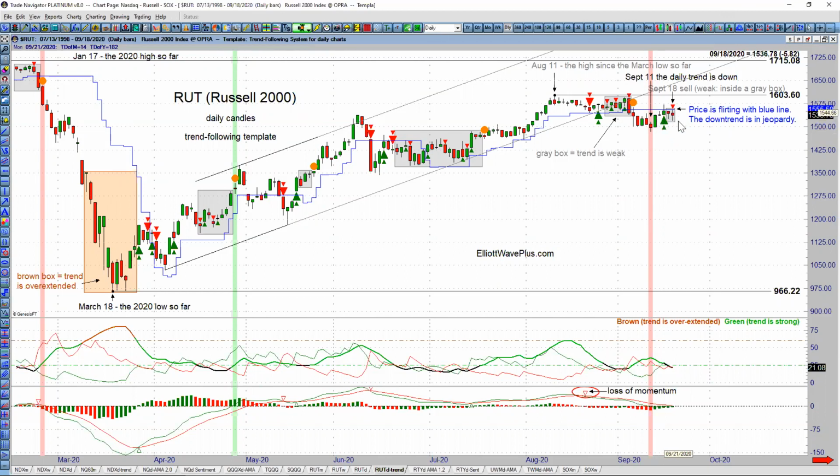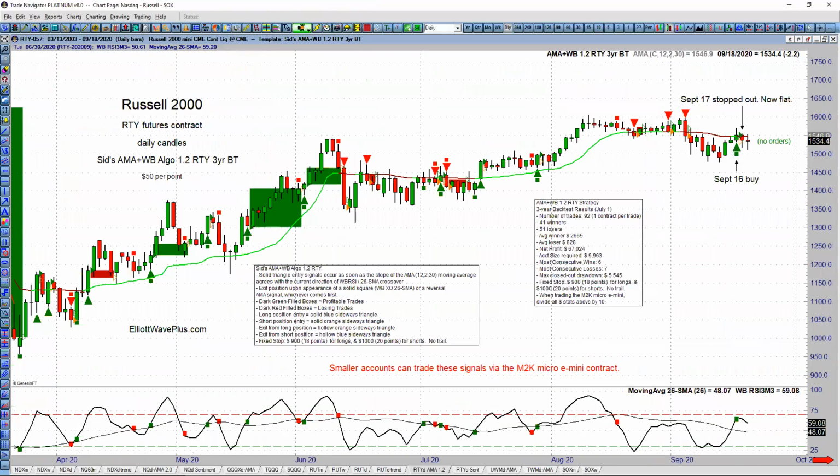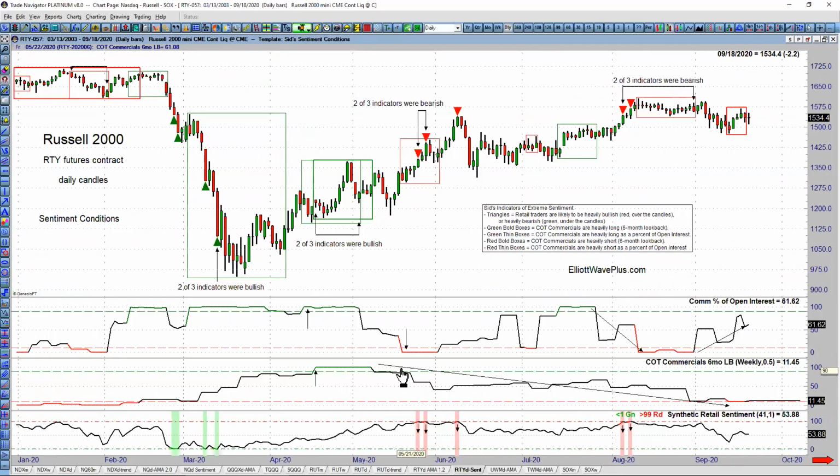But if the Russell turns right here and now and moves down and doesn't close above this ATR volatility stop blue line, then I think we have a bearish situation, a relatively imminent and immediate bearish situation in the Russell. Let's see what the sentiment says. Yeah, see, on the 6-month look back, commercials have been getting gradually shorter and shorter on the Russell ever since probably June.